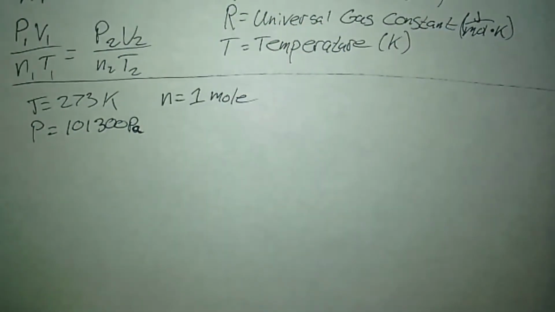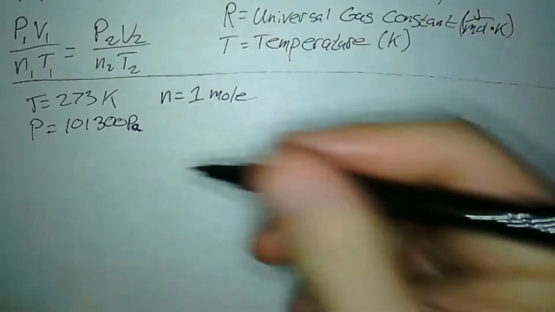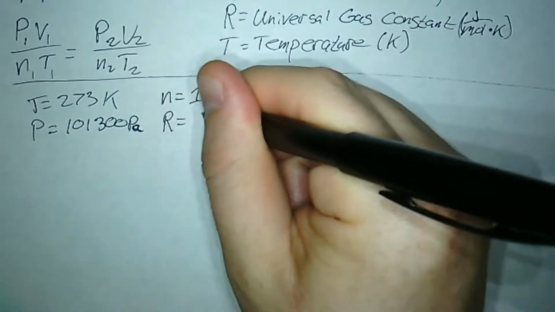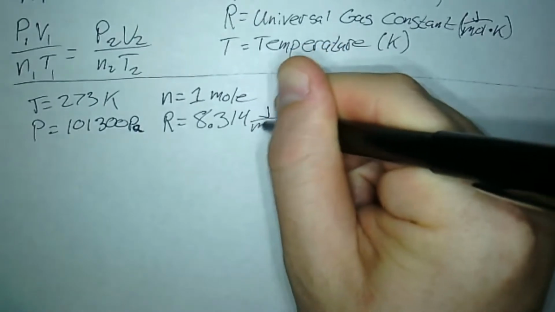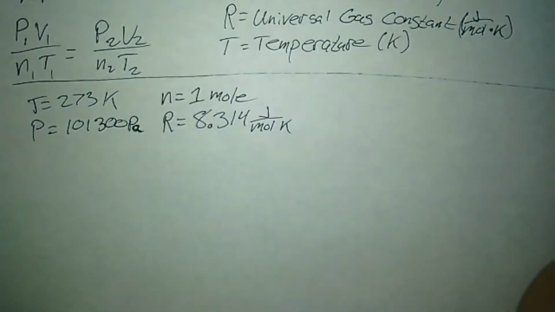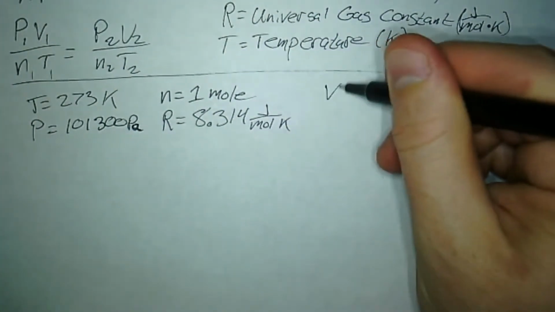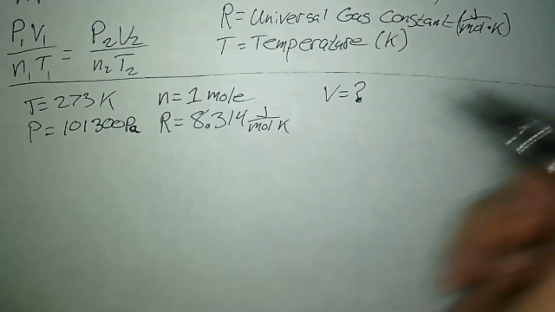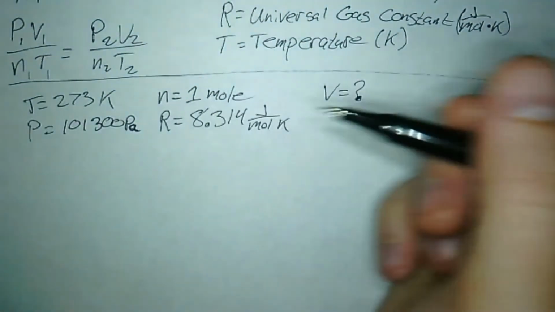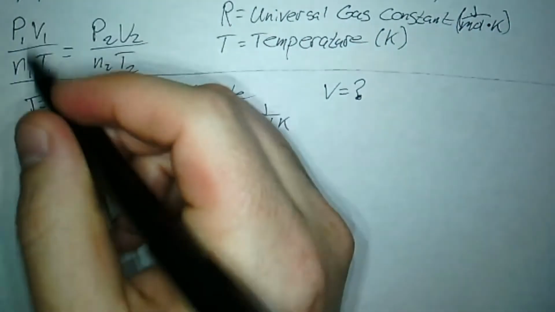Oh, I need to talk about the universal gas constant. So the universal gas constant, like I said, is just a constant, and its value is 8.314 joules per mole Kelvin. Okay, so what volume does our gas take up is what we're looking for. That's the goal. Well, to do this, this is a put numbers into the equation thing, right?